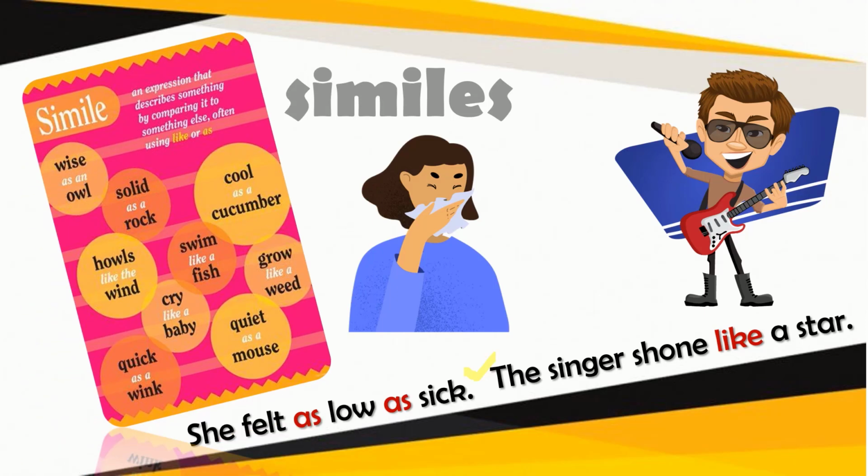These are some more similes in front of you. Wise as an owl. You can say that one of my friends is wise as an owl. Or you can say quick as a wing. He does work quick as a wing. Or solid as a rock, swim like a fish, quiet as a mouse. So these are all similes, and there are many more which can be used to give a better understanding and a good description to our writing and to our speaking as well.